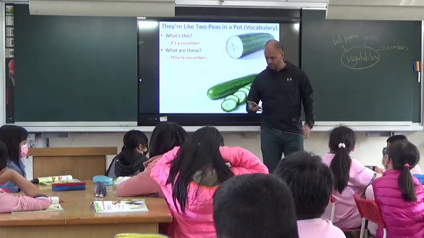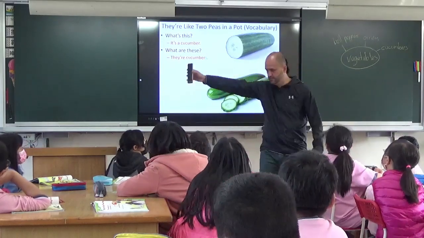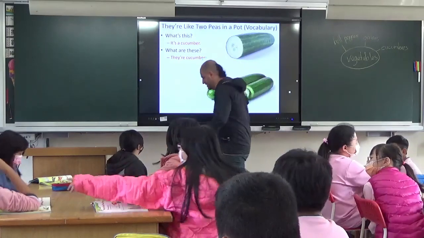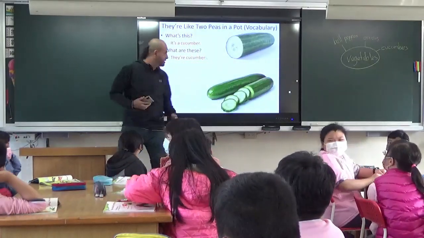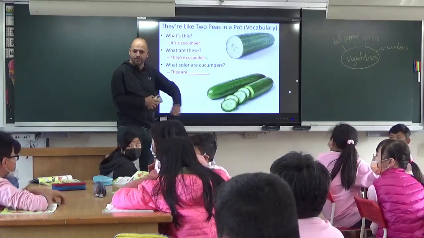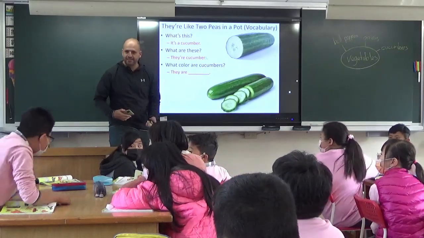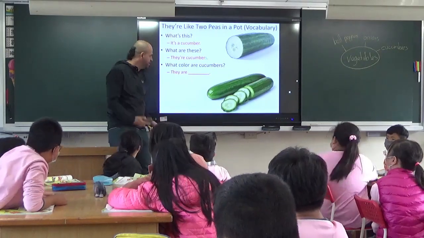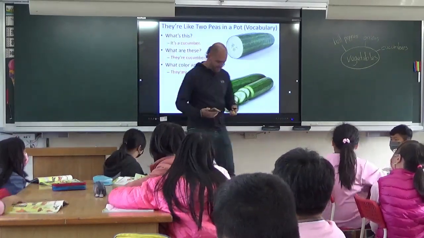And I have another personal question for one of you guys. Lucky number. Number two, Mike. What color are cucumbers? Blue, red, green. Yes, they're green. Thank you, Mike.